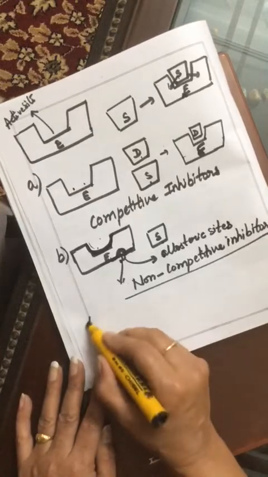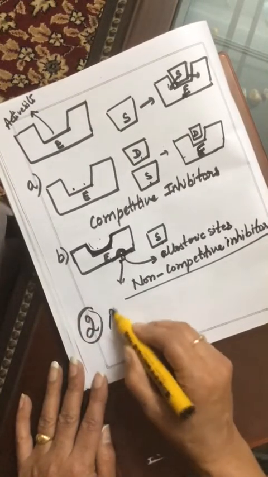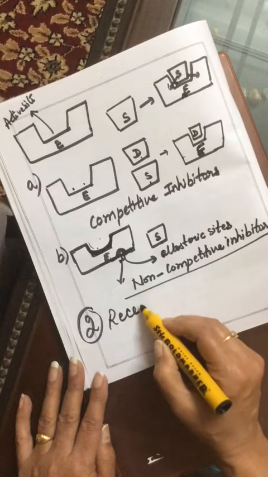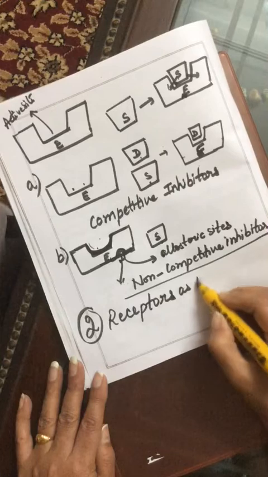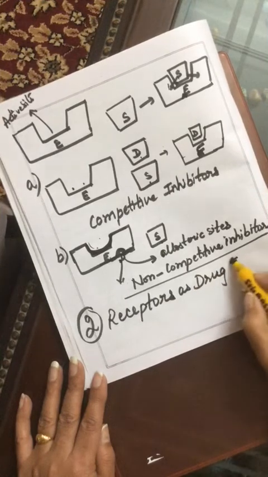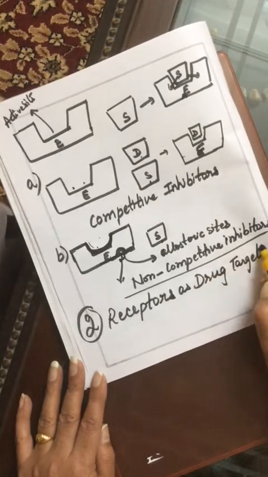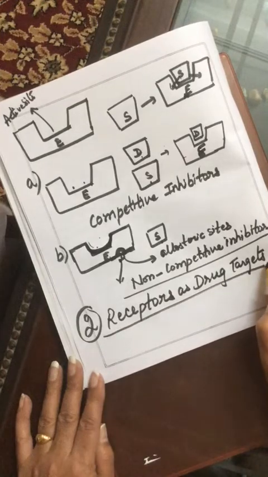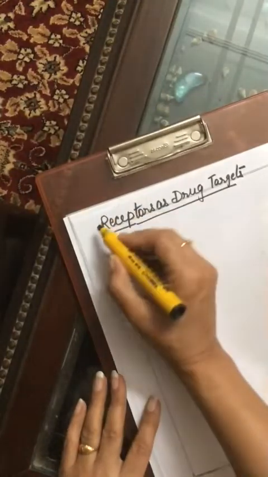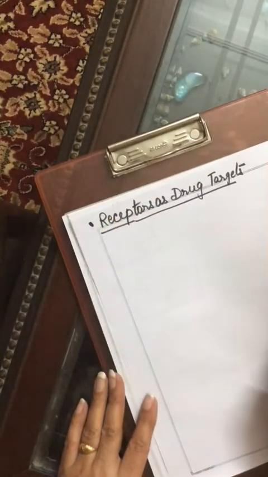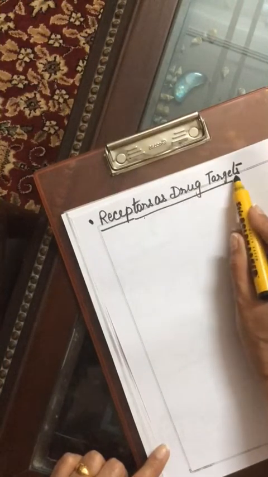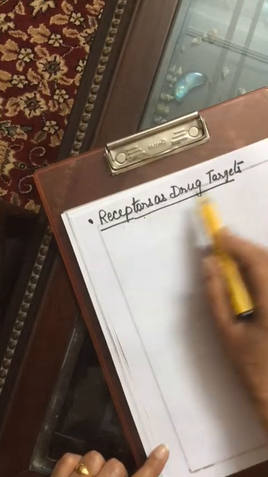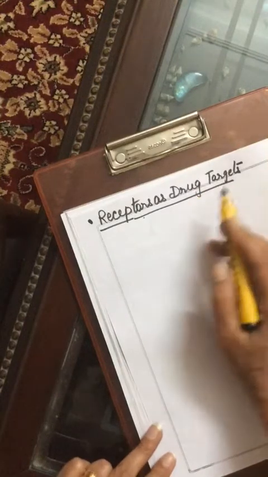Then the second example I'm taking for drug target interaction is of receptors as drug targets. Second example of drug target interaction is receptors as drug targets, when receptors are the targets of the drugs.